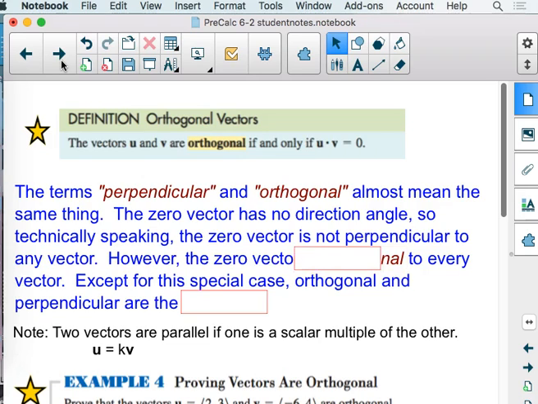However, the 0 vector is orthogonal to every vector. That kind of clears it up. We'll just say, hey, the 0 vector is orthogonal to everything. Except in the special case, orthogonal and perpendicular are going to be the same. So if we get a dot product of 0, we know we could say the vectors are orthogonal. Yeah. So note, two vectors are parallel if one is a scalar multiple of the other. I think I talked to you about that in 6.1. We were going through that as well. If it's just a scalar multiple, then it's called parallel.